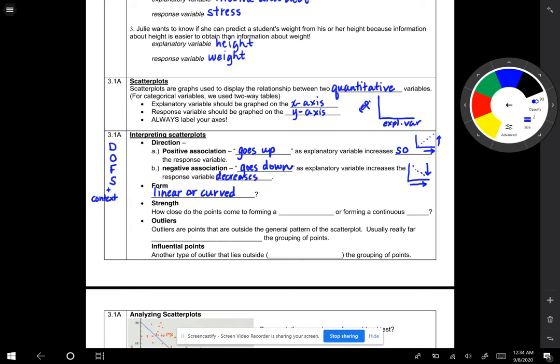The third one is strength. How close do the points come to forming a straight line, or forming a continuous curve? This particular one, strength, uses words such as a strong association, a moderate association, weak.